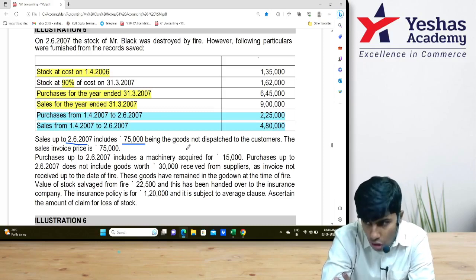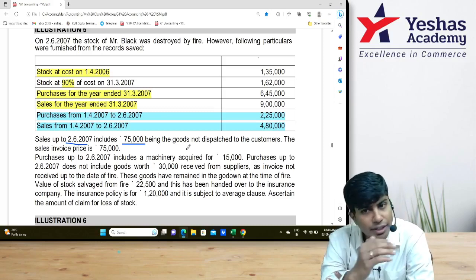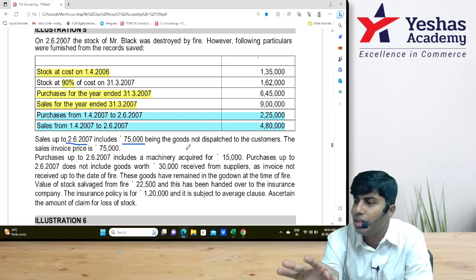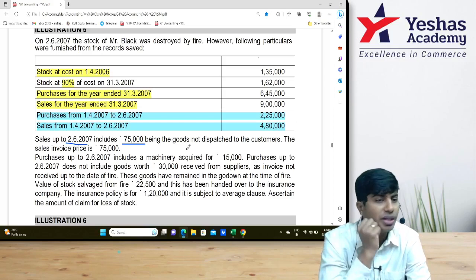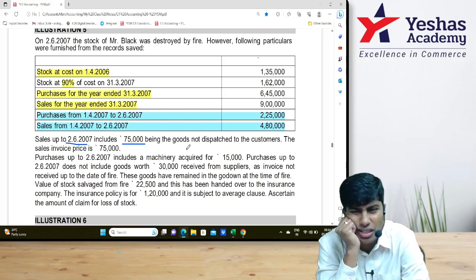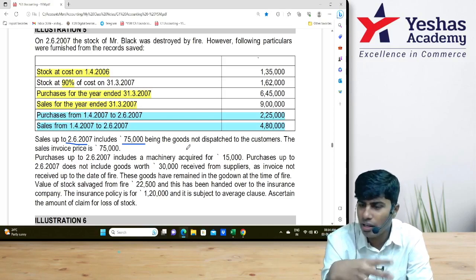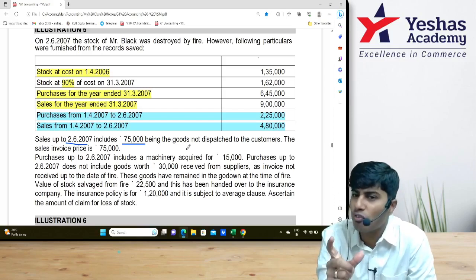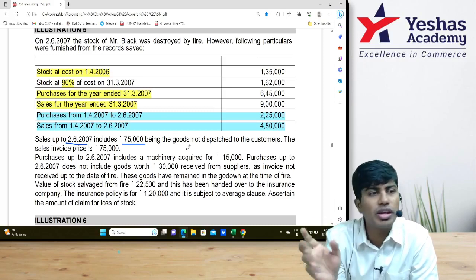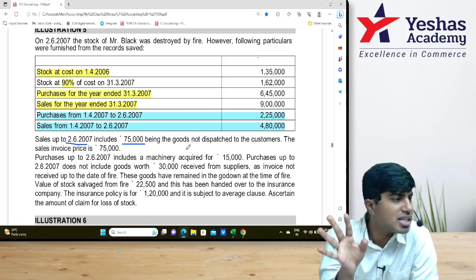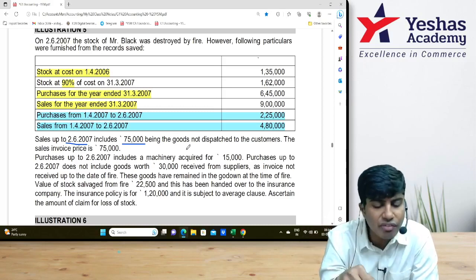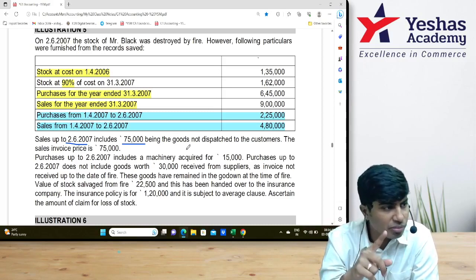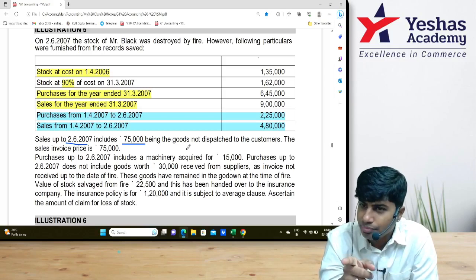Because this is part of the stock as on the date of fire, it should not be treated as sales. It is actually sales if you go by the accrual system. But if you go by possession and movement of goods, these goods have not gone out, so it should not be considered as sales. So what do we do with this 75,000? Deduct it from 4,80,000. Did you understand the reason also why?